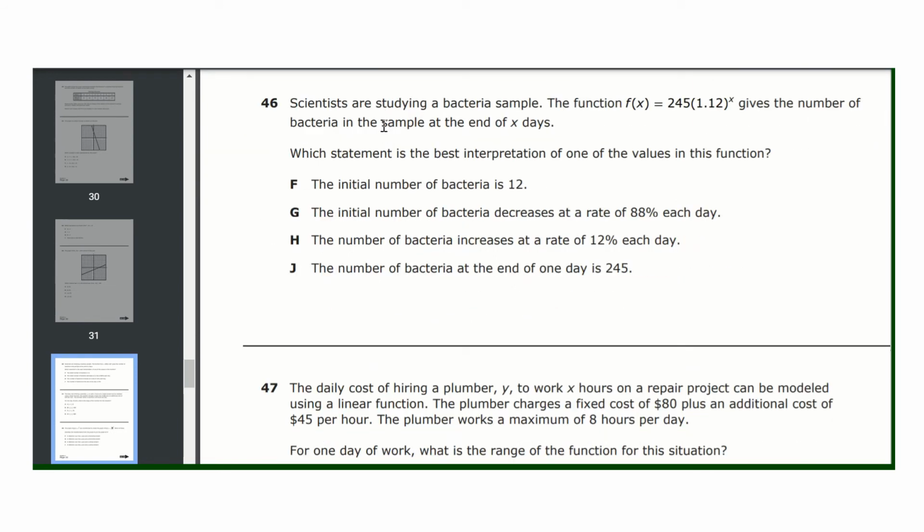Number 46. Scientists are studying a bacteria sample. The function f of x equals 245 times 1.12 to the x gives the number of bacteria in the sample at the end of x days. Which statement is the best interpretation of one of the values in this function? F, the initial number of bacteria is 12. G, the initial number of bacteria decreases at a rate of 88% each day. H, the number of bacteria increases at a rate of 12% each day. Or J, the number of bacteria at the end of one day is 245.